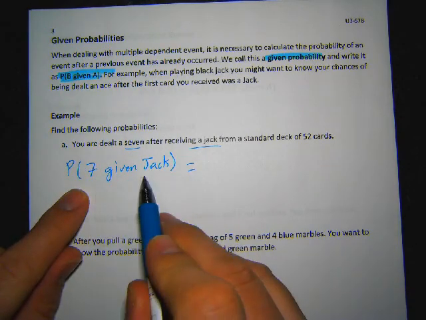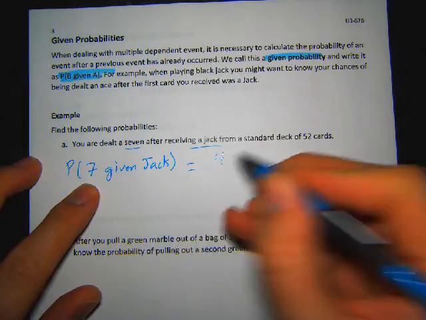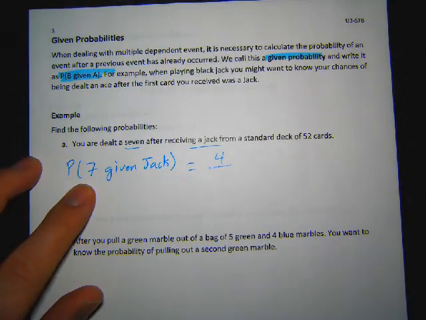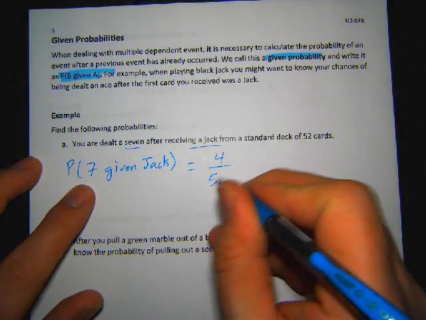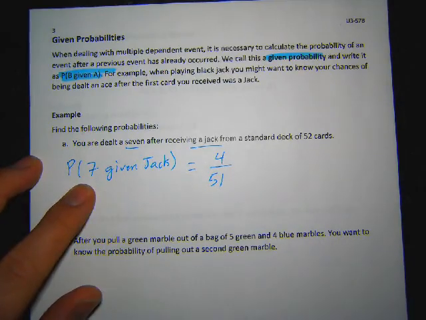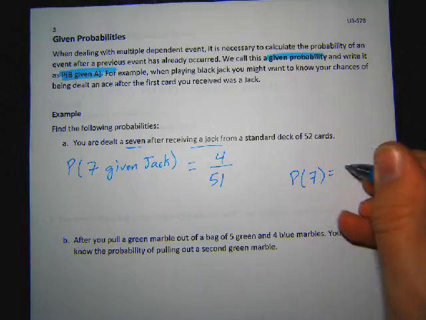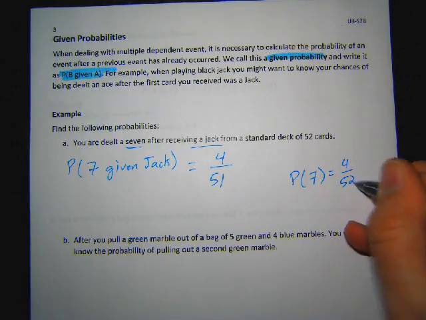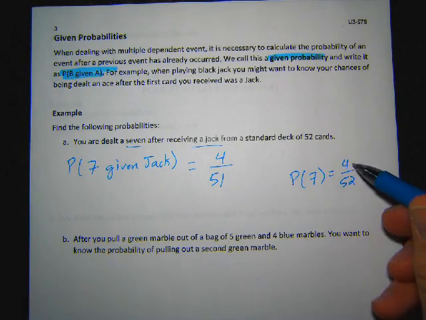Well, pulling a jack out of the deck still leaves the 4 sevens. So there's still 4 sevens because none of the sevens have been removed. But instead of 52 cards now, because a jack has been pulled, there's only 51 cards. So the given probability is different than just finding P of 7. If I just did P of 7 by itself, it would have been 4 out of 52. Because if you just drew the 7 first, it would be 4 cards out of 52.